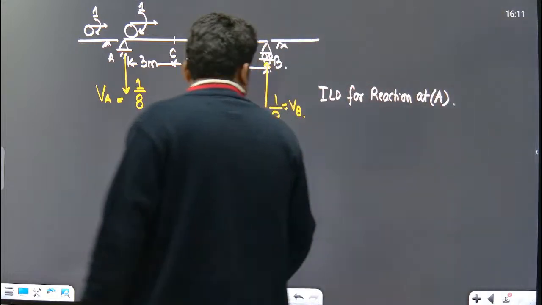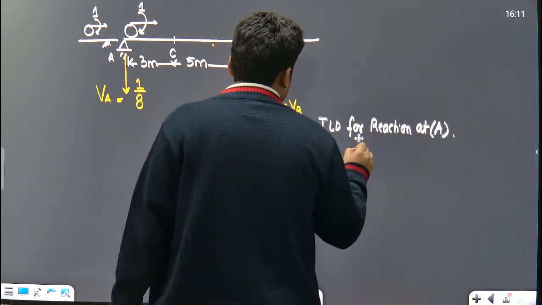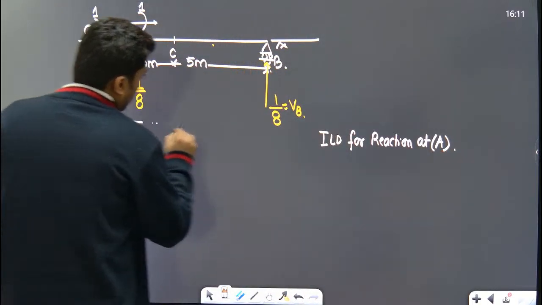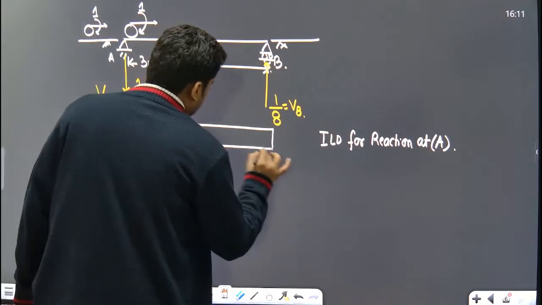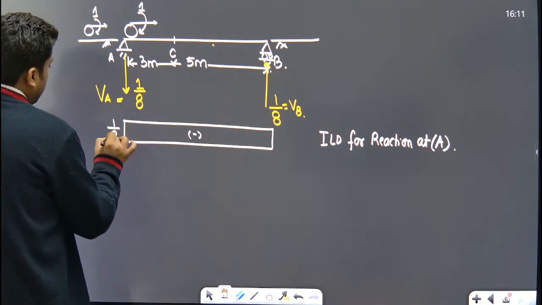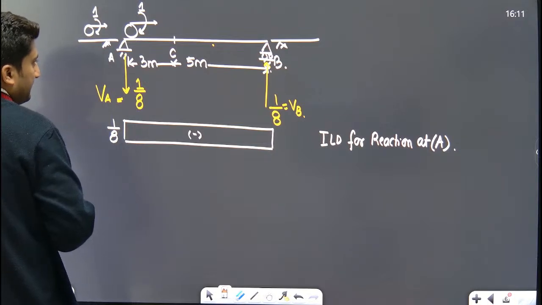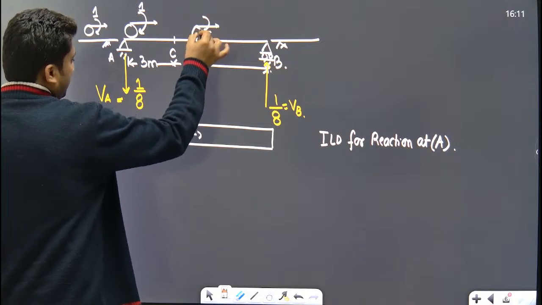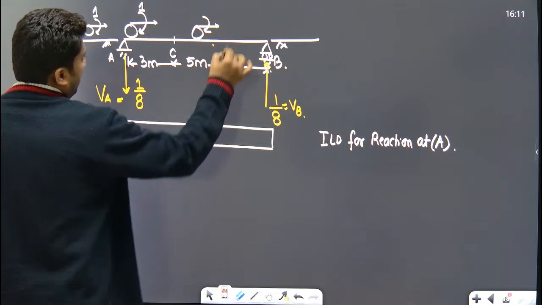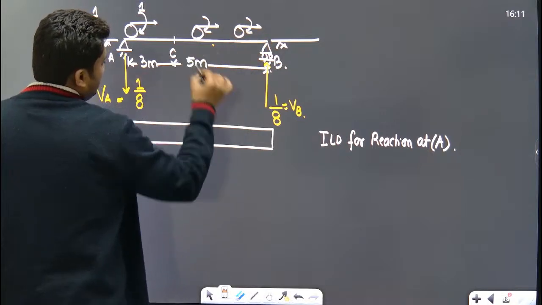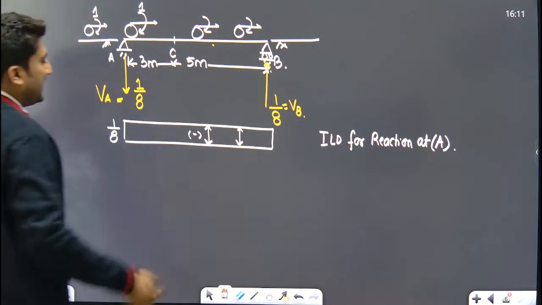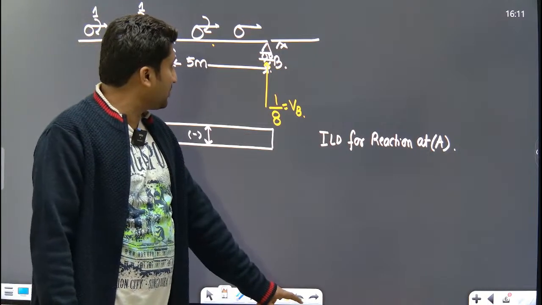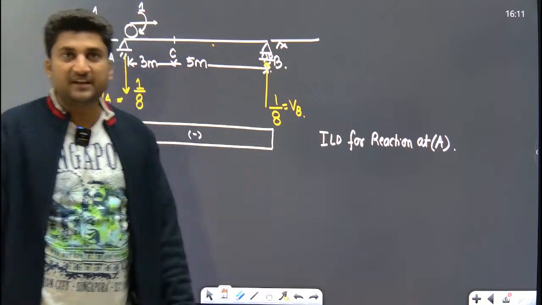So what is the ILD for reaction at A? ILD for reaction at A, this will be negative 1 upon 8. If the unit moment is at this place, what is the reaction at A? This much. If the unit moment is at this place, what is the magnitude of reaction at A? This much. Understood, everyone? This is the significance of the influence line diagram.